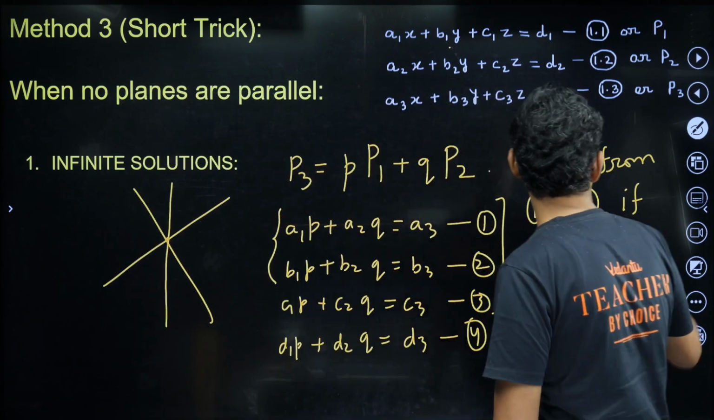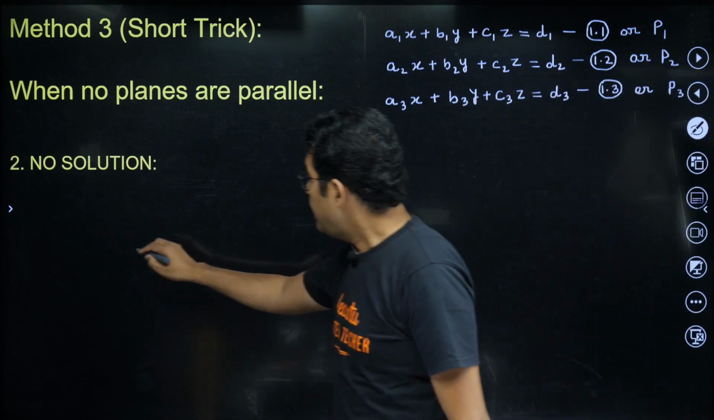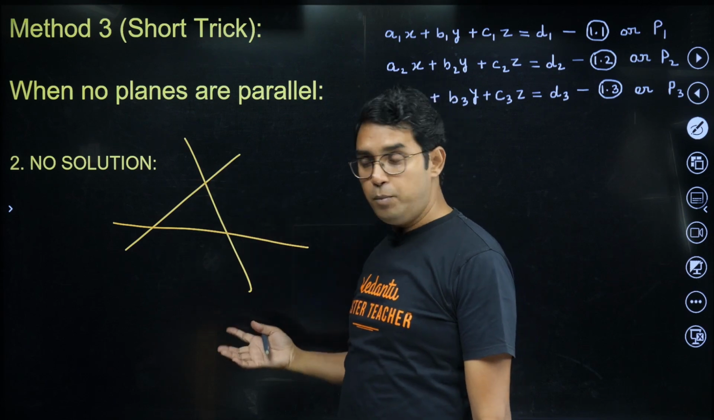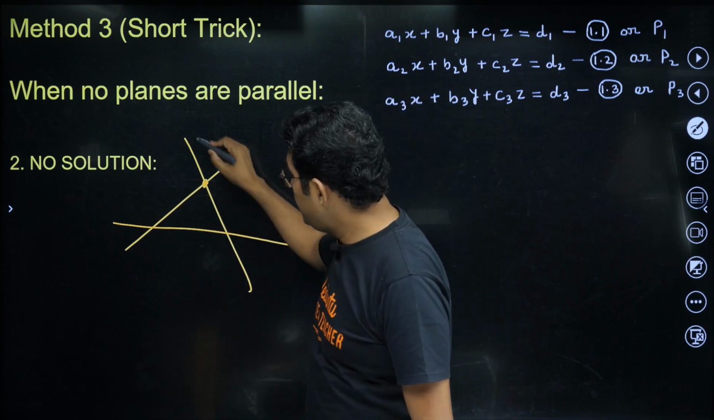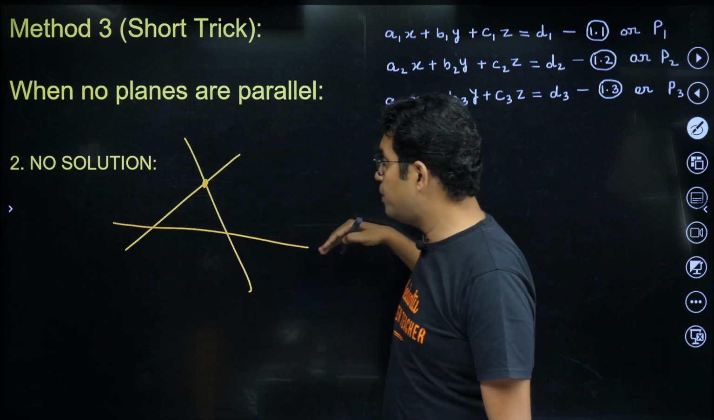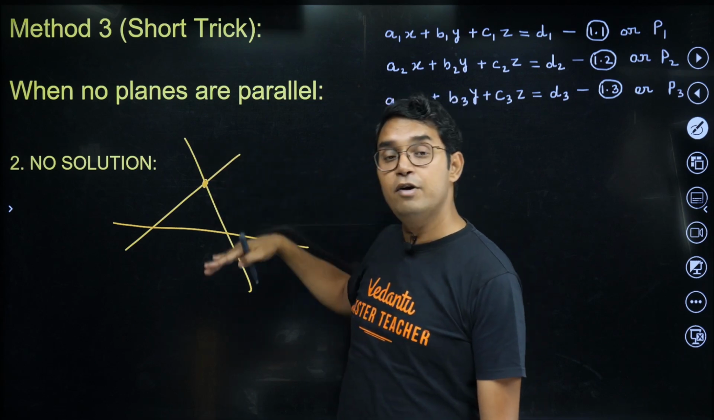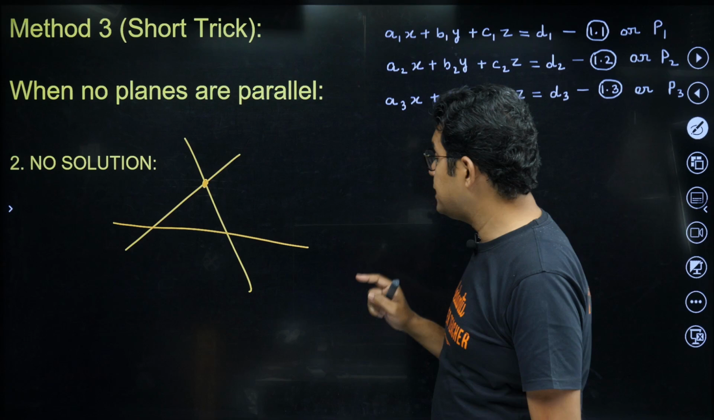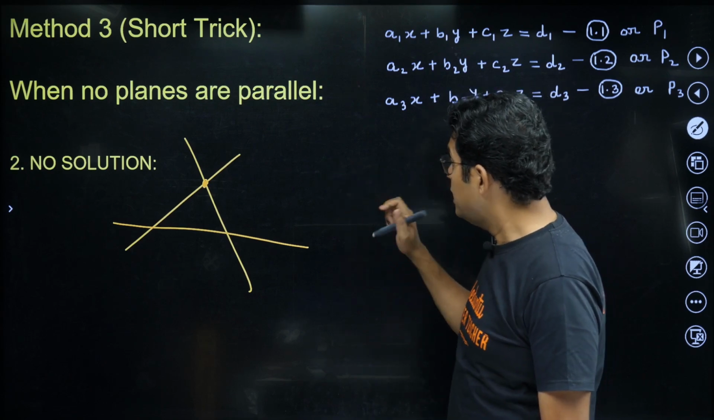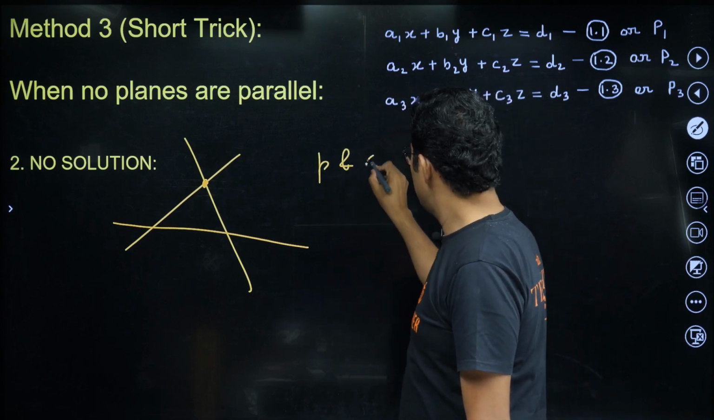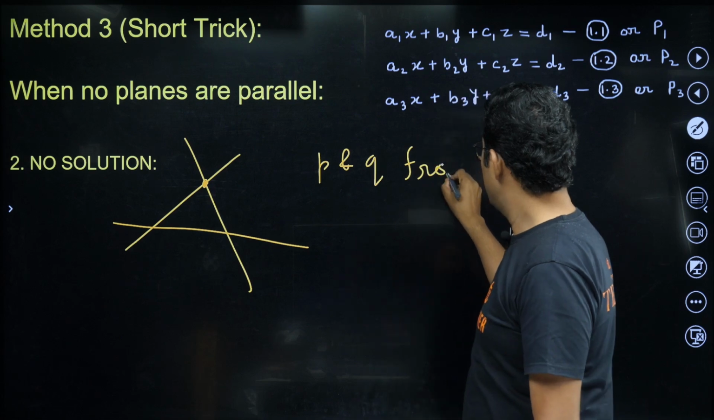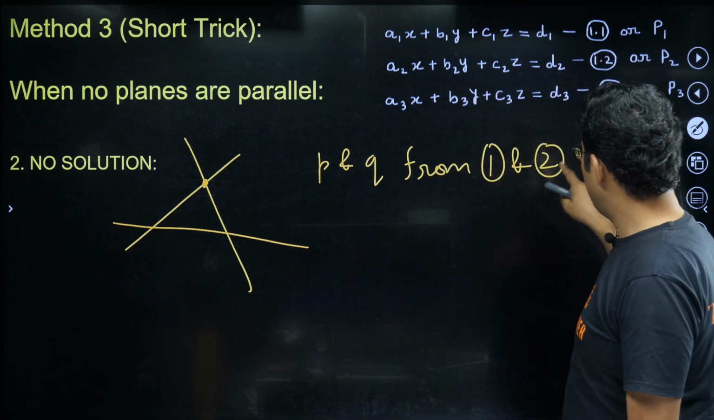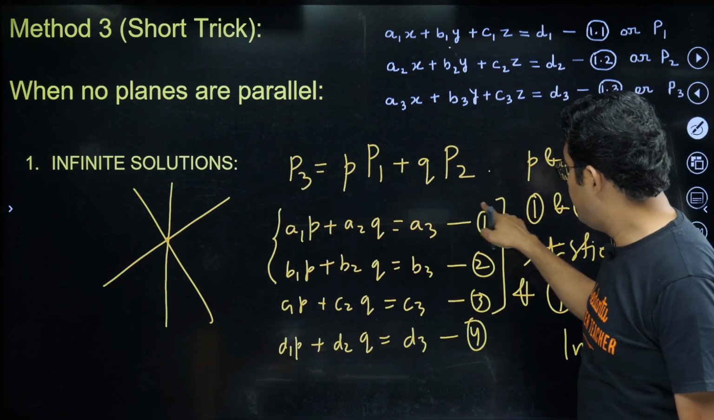Now coming to the next case, that is no solution. In this case, your planes are like this, where a prism is formed. This is the line of intersection of the first two planes, and your third plane is parallel to this line but away from it, so there will be a prism formed here. So in this case, please understand, P and Q are obtained from the first two equations. In my previous slide, you can go back, 1 and 2, I'm talking about this 1 and 2.